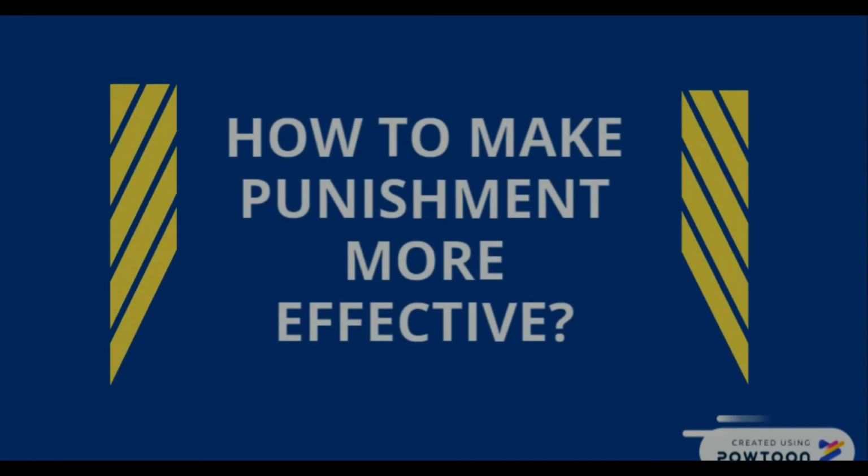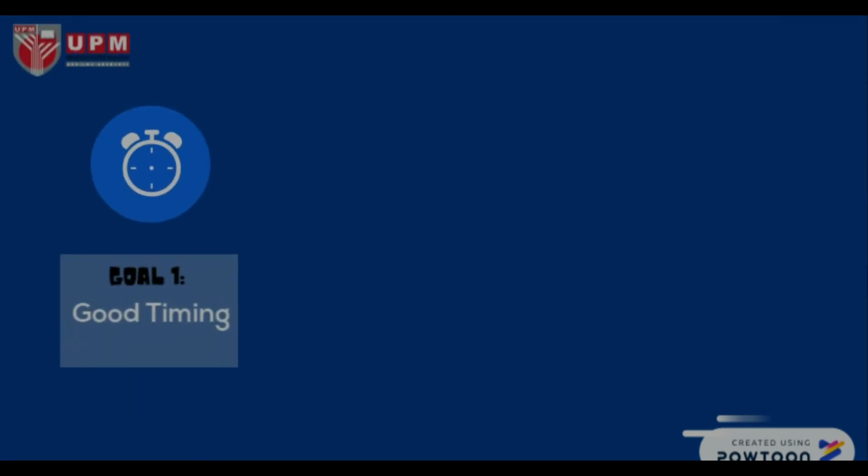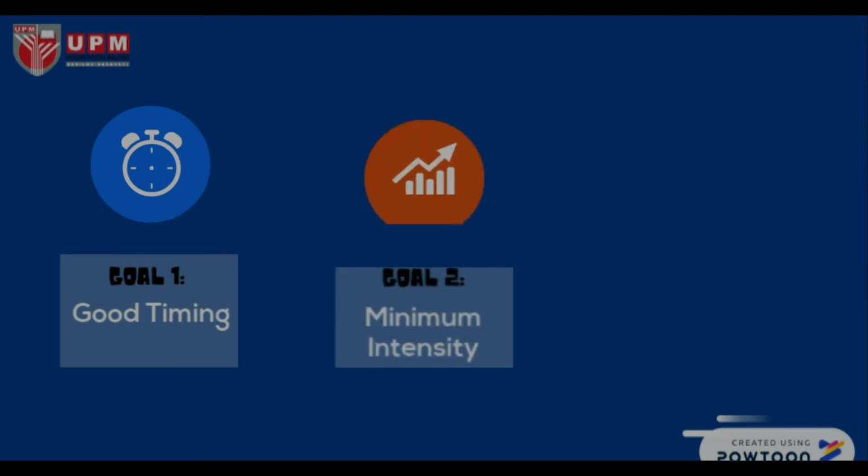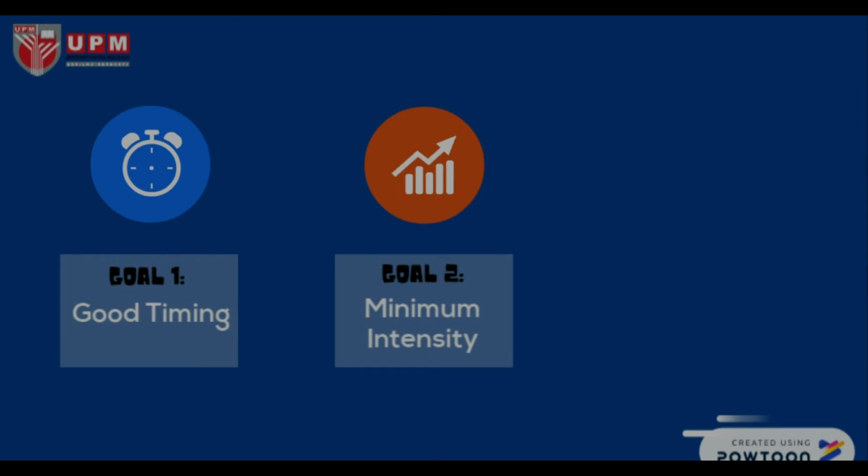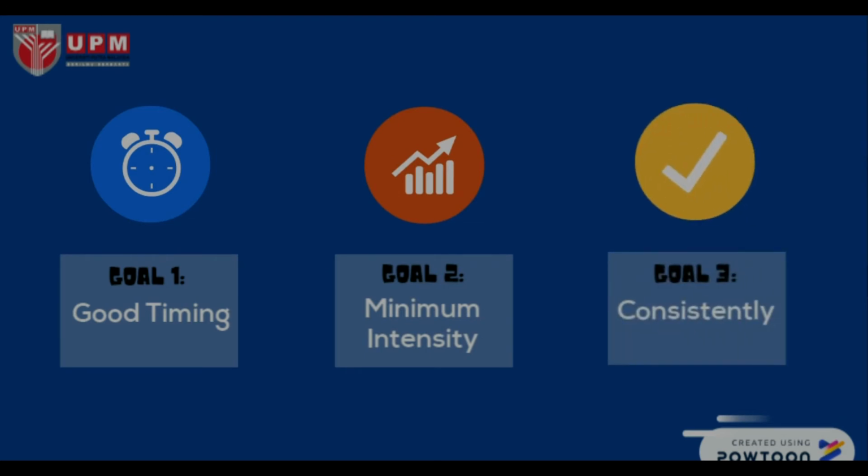But how can we make punishment more effective? First, proceed at a good time, like right after the misbehavior. Second, use minimum severity, and third, apply it consistently.